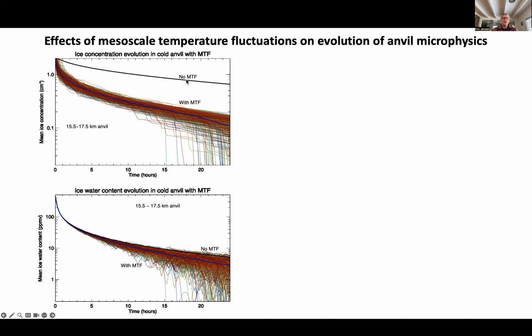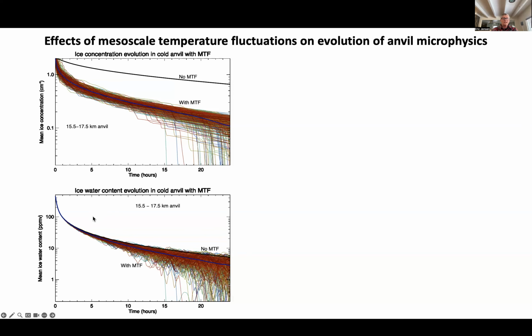You can see without any waves, without the MTF, mesoscale temperature fluctuations, you reduce the ice concentrations by a factor of 2 over 24 hours. But when you include these mesoscale temperature fluctuations, it's a much more rapid reduction of ice concentration. The different curves are different ensemble members, and the blue curve in the middle is the ensemble mean. So you decrease your ice concentration by more than an order of magnitude here with these mesoscale temperature fluctuations.